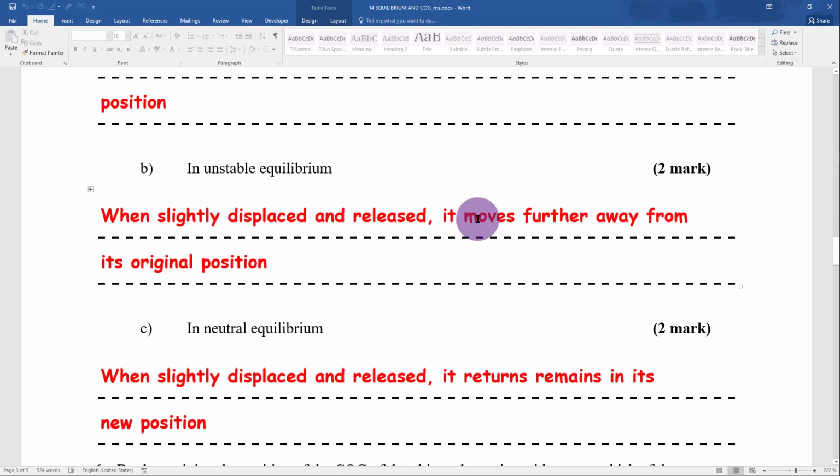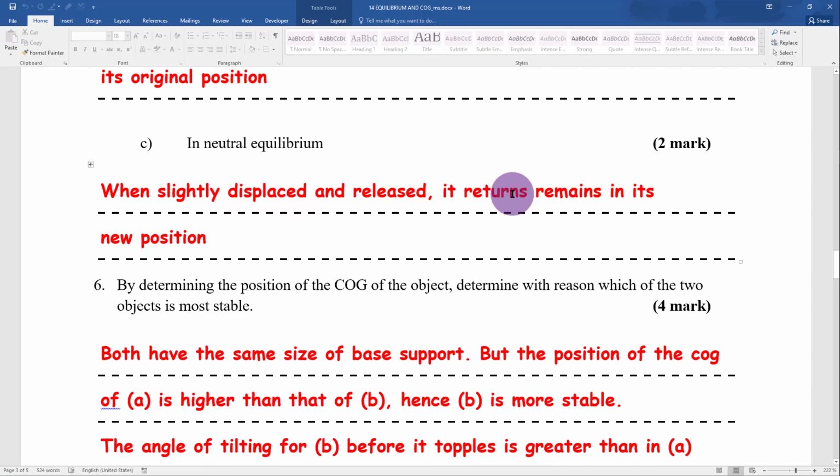But when it moves further away from the original position, that is, it topples over, then it is in unstable equilibrium. And if it remains in its new position, then its state of equilibrium is neutral. Remember this. It's a very simple test to determine the state of equilibrium of an object. And this is the statement you should always write down: when slightly displaced and released, then you've got to imagine what happens to that body.